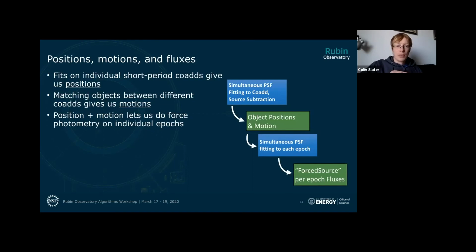So from those fits on short period, think 6 month, 12 month coadds, that would give us positions at kind of these intervals along the course of the survey. Matching between those gives us the proper motion for stars. And from those parameters, I can sort of assert where I think the star should be on every epoch in those points. And that's how we would go back to the individual epochs to get the force photometry, to get the per epoch fluxes to make into a light curve.